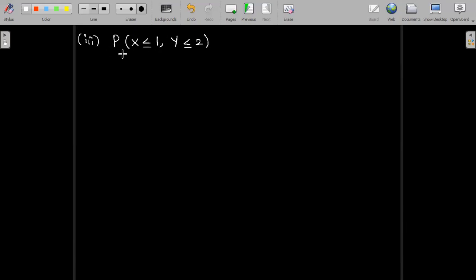So x less than or equal to 1 means x can take both 0 and 1. Y less than or equal to 2 means y can take 0, 1, 2. So all possible values that it can take we can write down first. So x comma y take the values.